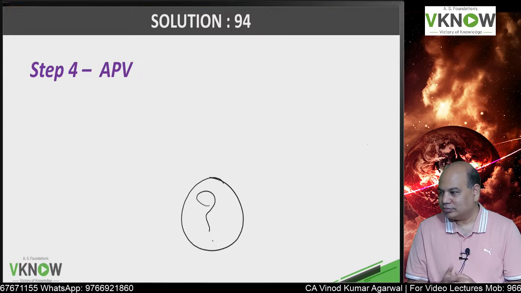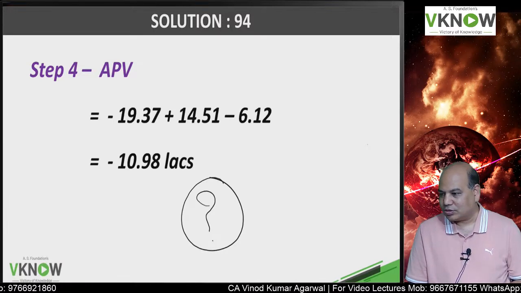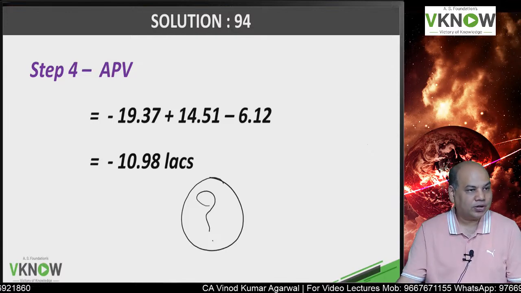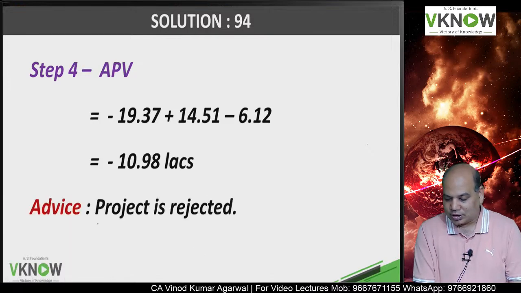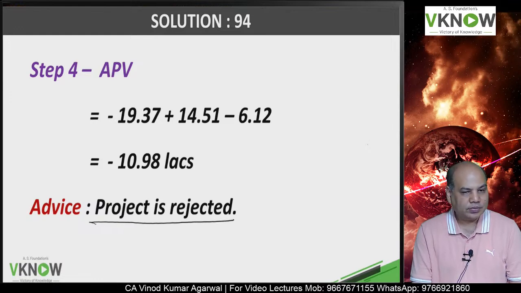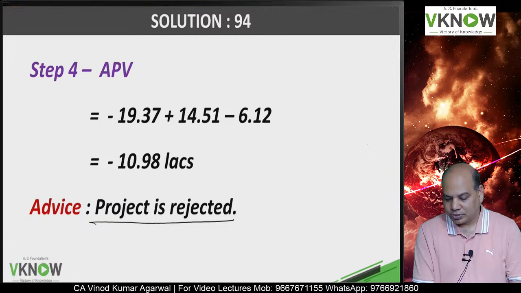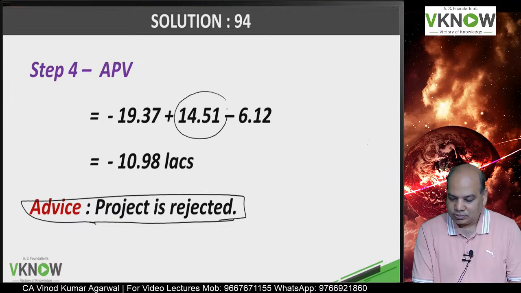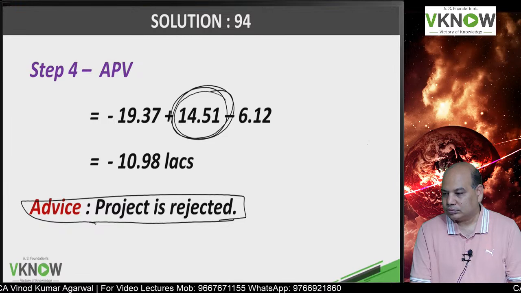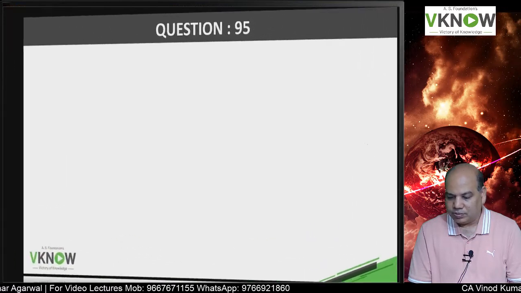Nobody wants to reply. Base NPV plus PV of tax shield minus flotation cost. You are right. 10.98 lakh negative. So the answer is project is rejected, because NPV is negative even after considering the tax shield on interest. So this was APV method.